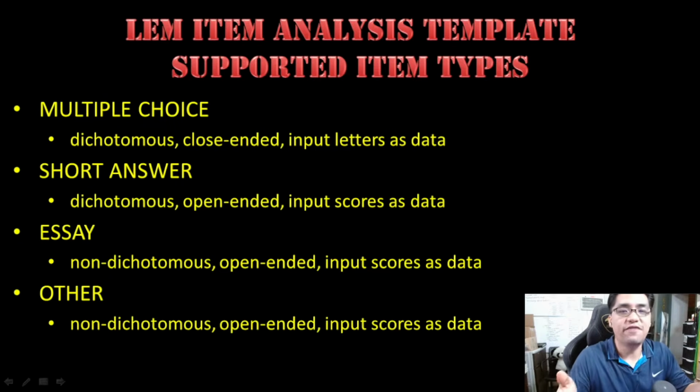And so, knowing all of that, these are the item types that are supported by the item analysis template. We have multiple choice, short answer, essay, and then other. As you can see on the screen, multiple choice questions are dichotomous in nature, they are close-ended, and you input letters as data later on when you input test data. Short answer items are dichotomous and open-ended, and you input the scores of the students for that particular item as your data. Essay questions are non-dichotomous, open-ended, and you input scores as data. And other types of test items are non-dichotomous, open-ended, and you input scores as data.